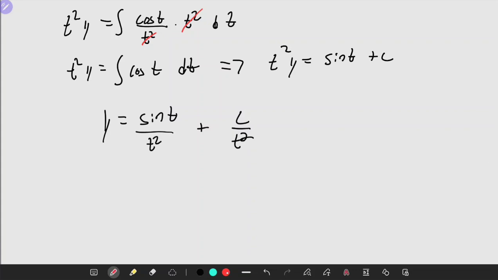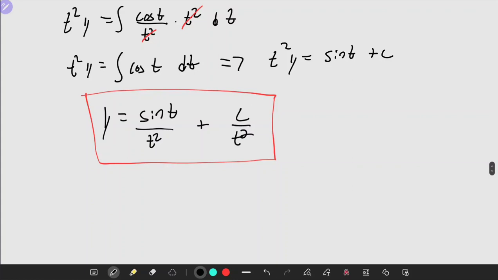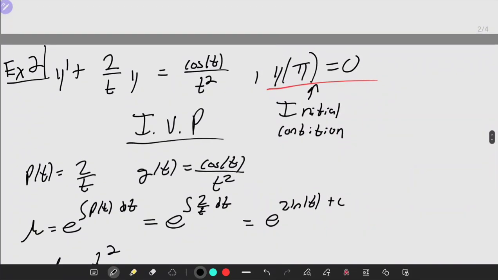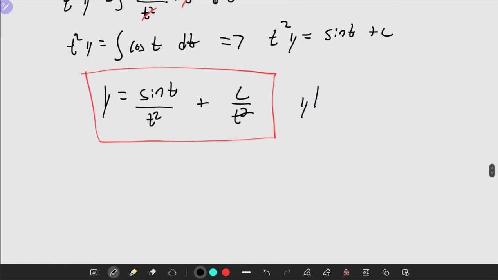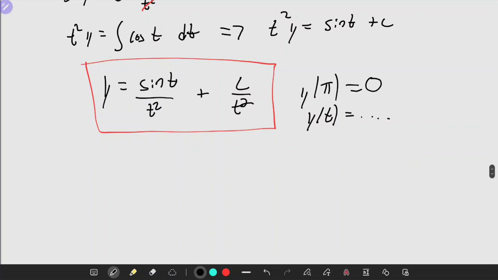Now this is our solution to our differential equation, but it's not the solution to our initial value problem. We're asked to find the solution to the initial value problem. So we're given an initial condition, y of pi is equal to 0. This basically says we have y as a function of t is equal to something, right? So our t value is pi, and our y value is 0. That is what this initial condition says.